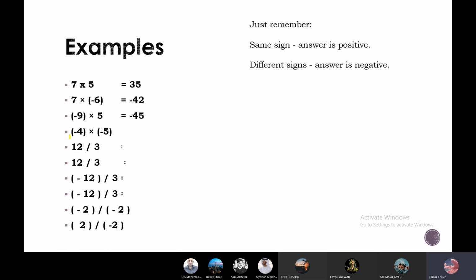Afra, can you solve the next question? And remember, same sign, answer is positive, and different signs is negative. First of all, 4 times 5 is how much? 20. Okay, so 4 times negative 5, will the answer be negative 20 or positive 20? Negative 20. Thank you very much.